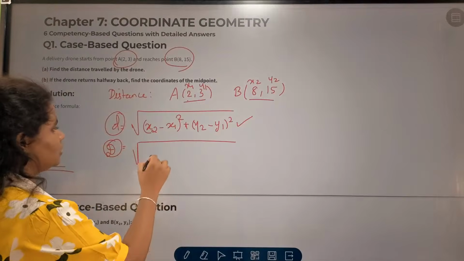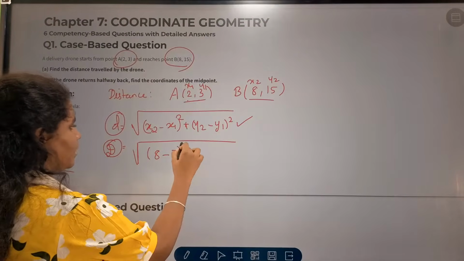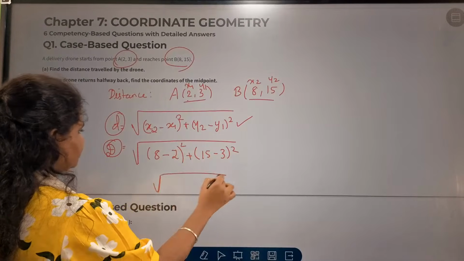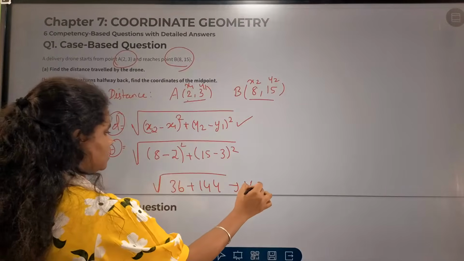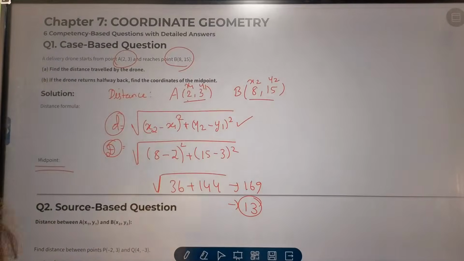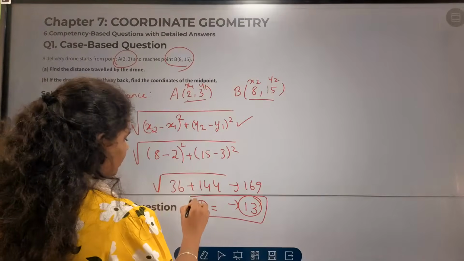So x2 is 8 minus x1 is 2, plus y2 is 15 minus 3, the whole square root of 36 plus 144, 169, it's 13. Is this right, Ragul? Yes, is this right? So the distance D is equal to 13.